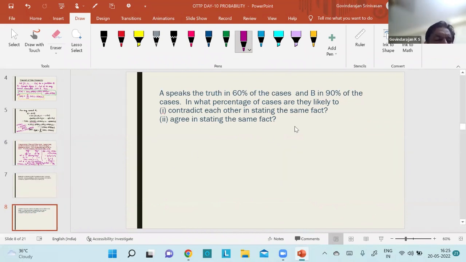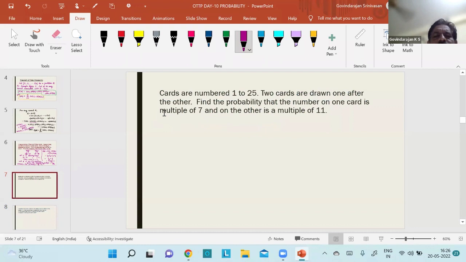Yeah. This may be a little complicated. This is also a board exam question. A speaks the truth in 60% of the cases. Sorry, before that, one more question, after this we will come back. Cards are numbered from 1 to 25. Two cards are drawn one after the other.